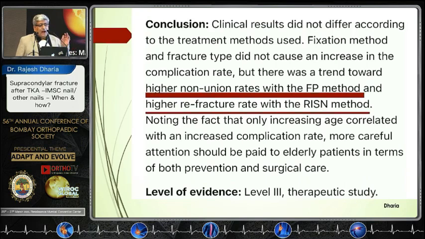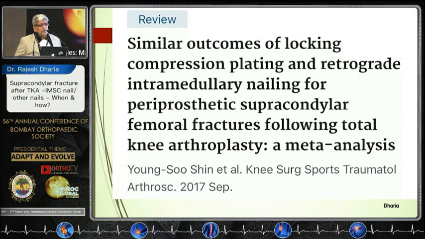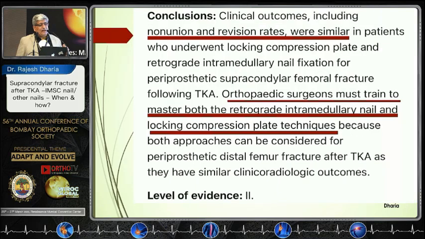So these are some of the papers which have compared nailing with the plating system. It says that there are higher non-union rates with the plating method and higher refracture rates with the nailing method. This is at the tip of the nail. Some other papers suggest that the non-union revision rates were similar in plating and in nailing. And it says that the orthopedic surgeon must train themselves in both these techniques, retrograde nailing and locking plates, because they could be required to do a combination.